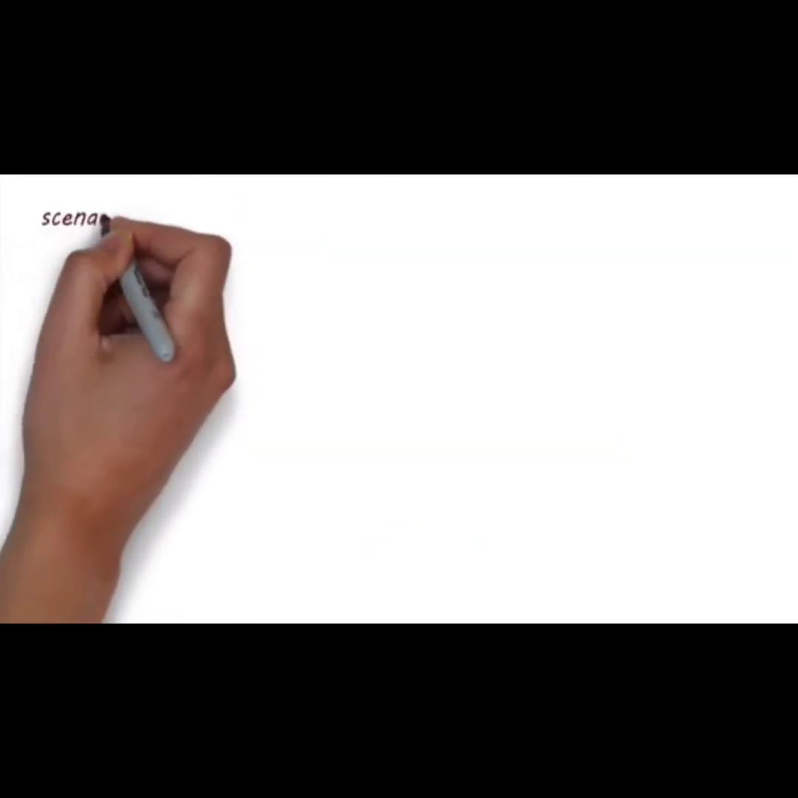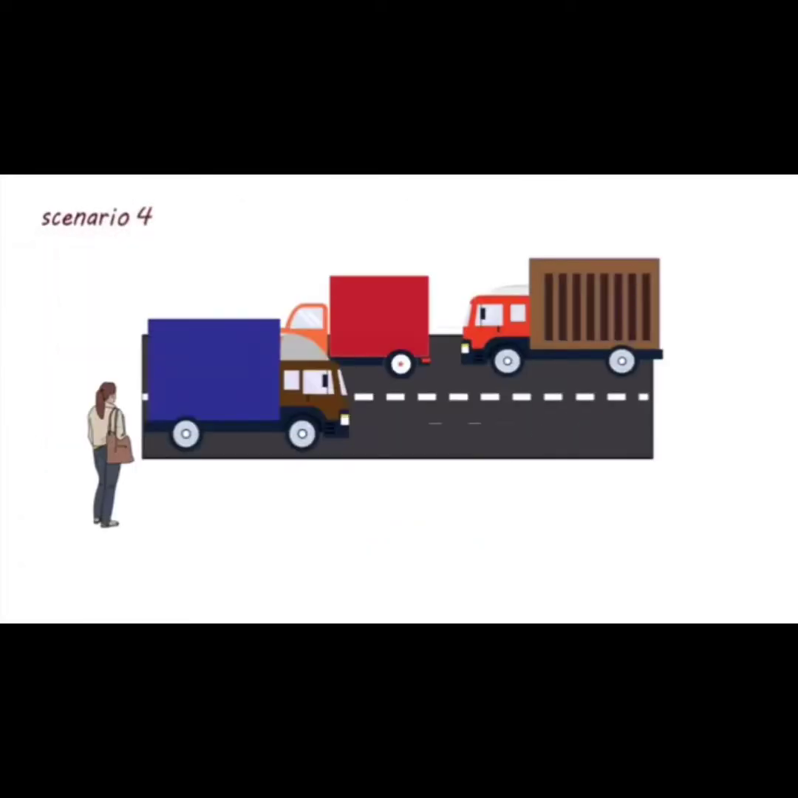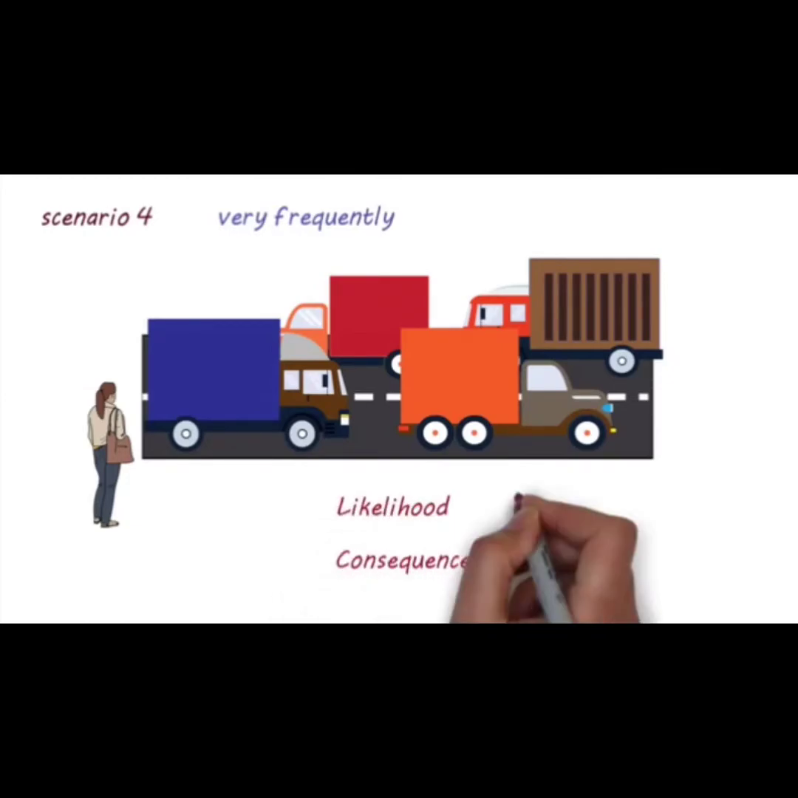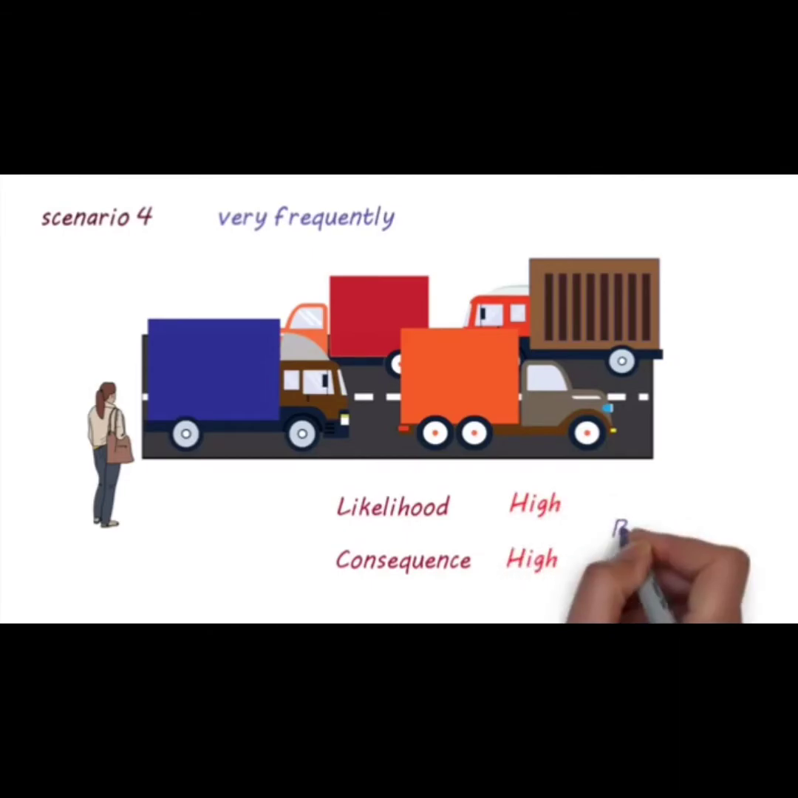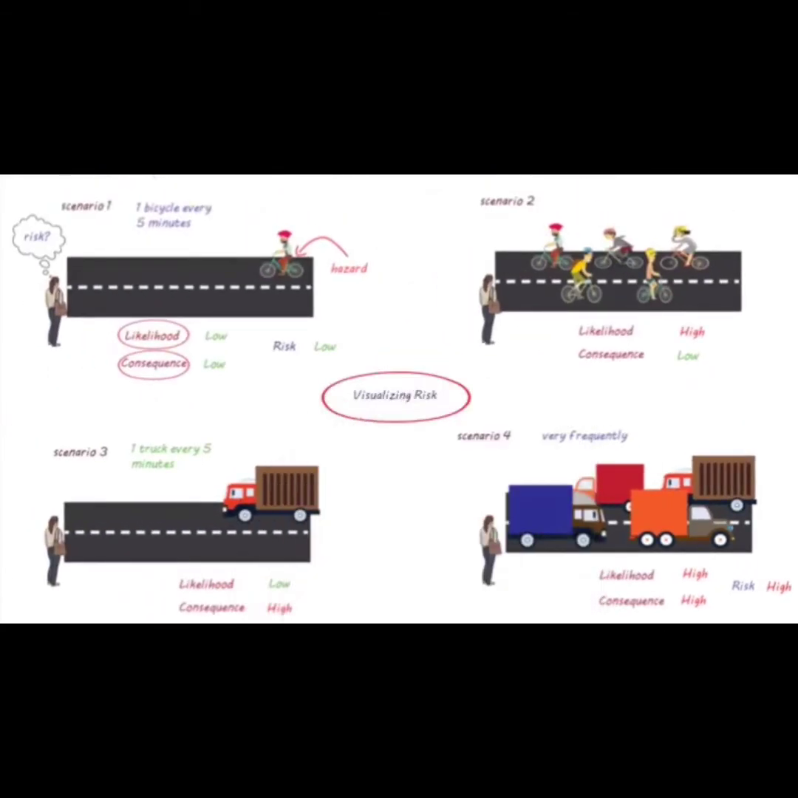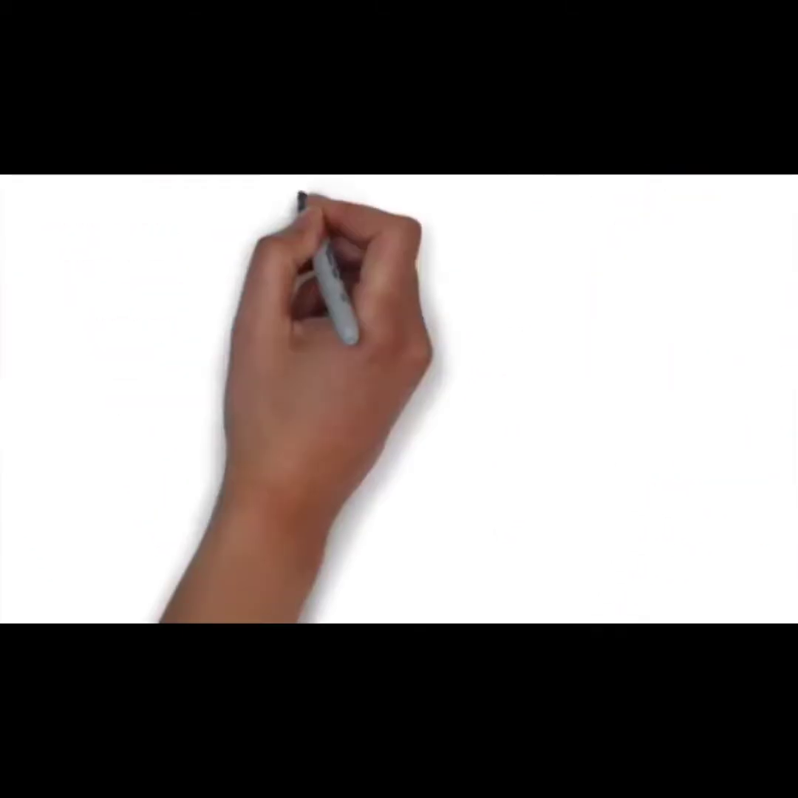Now, imagine if it was a busy truck route and trucks were going on this road very frequently. In this scenario, both the likelihood of a crash and the consequence will be high, which means that the overall risk would be high. You wouldn't even consider crossing this road, right? A simple way of visualizing this and figuring out the overall level of risk is by using a risk matrix.